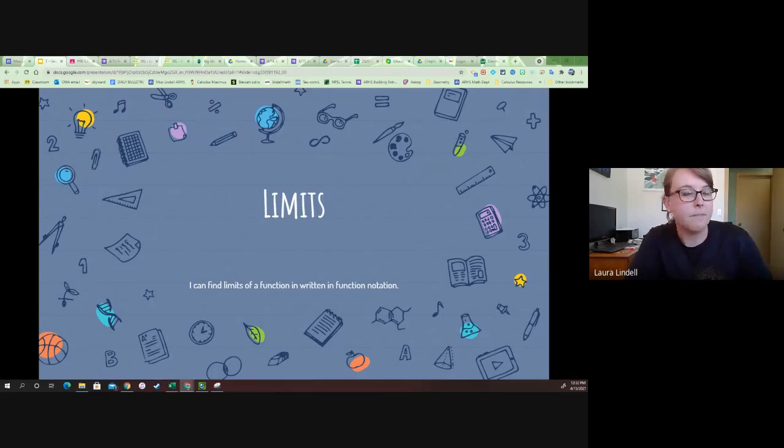Limits. Find the limit of a function written in function notation. This is actually not too different from finding our limit using a graph, just using a function written out instead. So let's go ahead and grab your notes and we'll get started here.